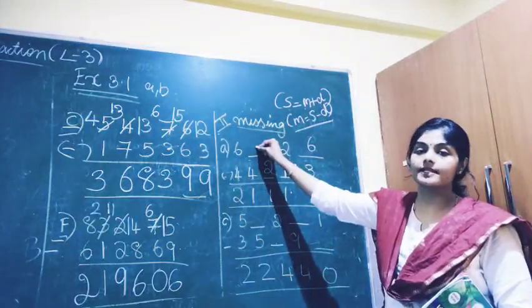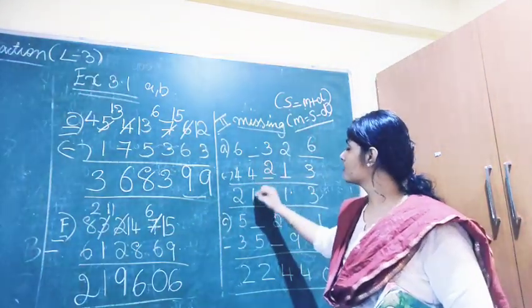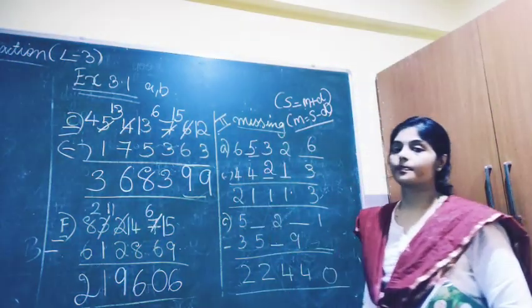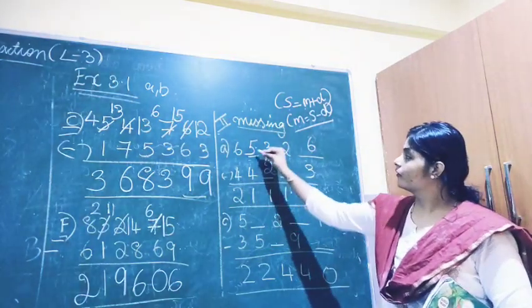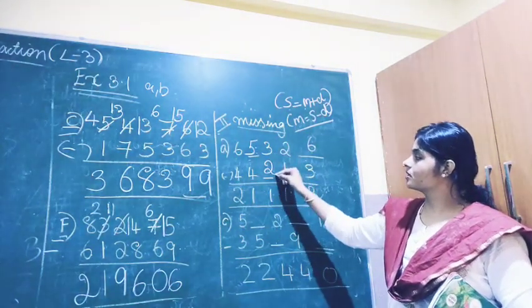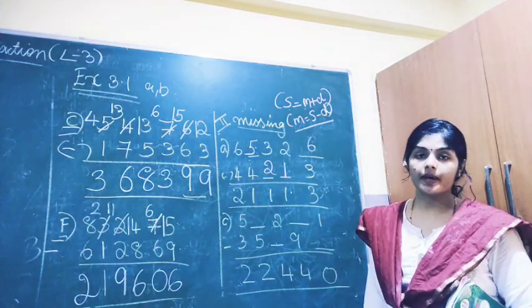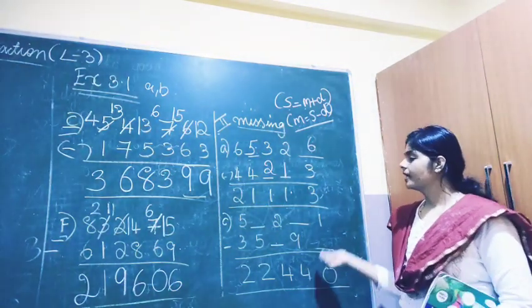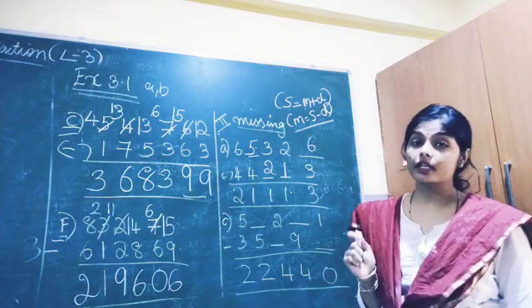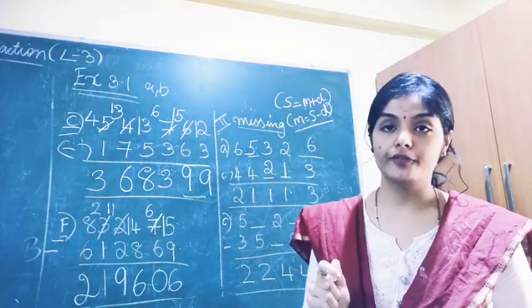Now subtrahend is missing. So you should subtract 5 minus 4, 1. Got it? See, when you do 5 minus 4 is 1. 3 minus 2, 1. 2 minus 1, 1. Got it? You will get the proper answer. Next, but you should look into the sum carefully.